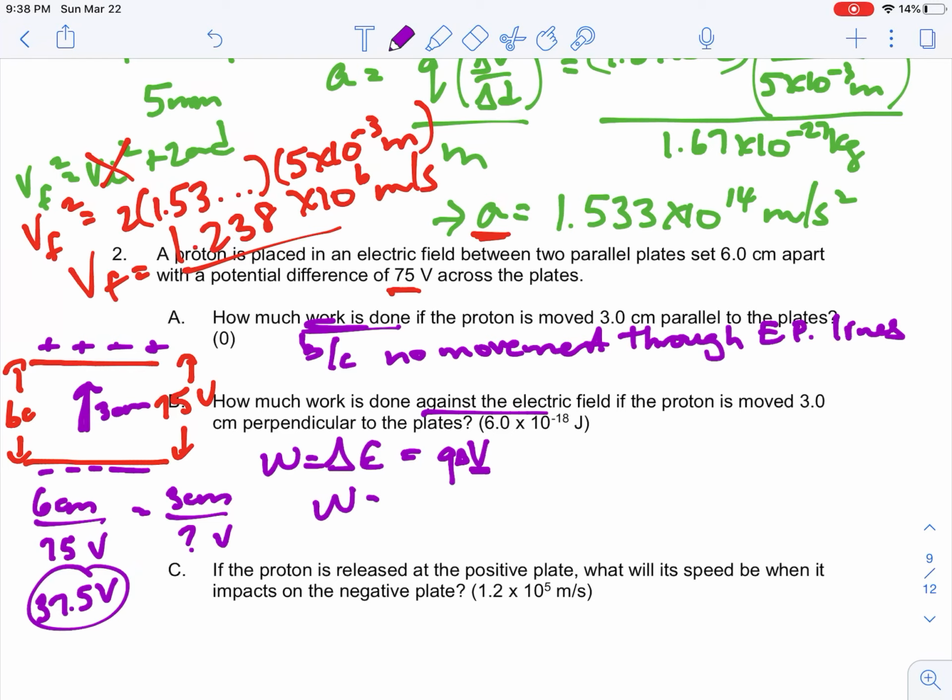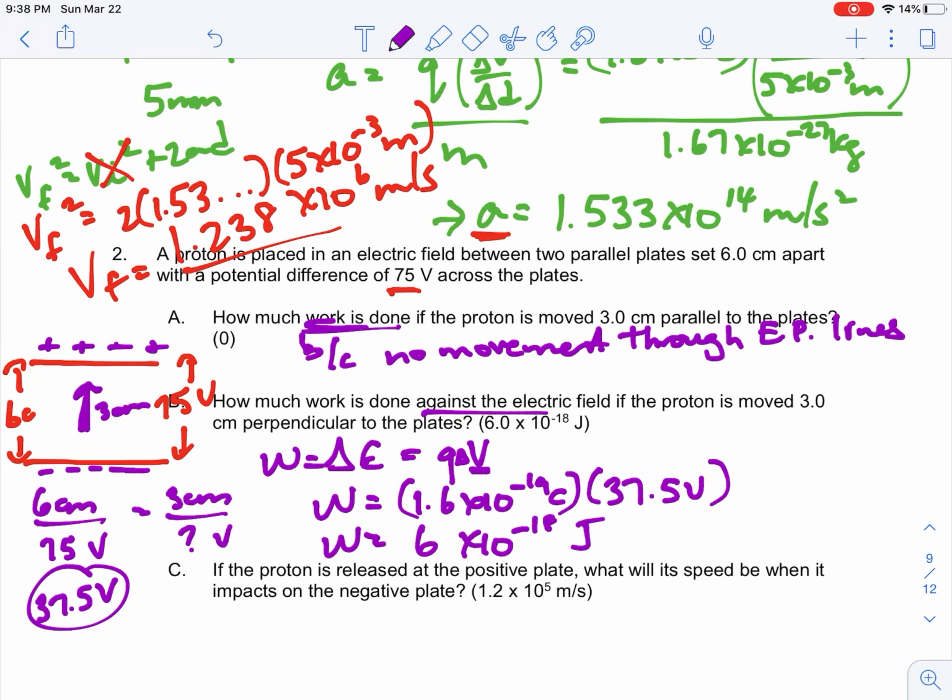So the work is, what is this? A proton with a charge of that moved through 37.5 volts. And you will punch that in your calculator. I'm punching it in mine. And I get exactly 6, so we can't even make it more fun with our decimal places. So 6 times 10 to the negative 18 joules. That's how much work will be done.